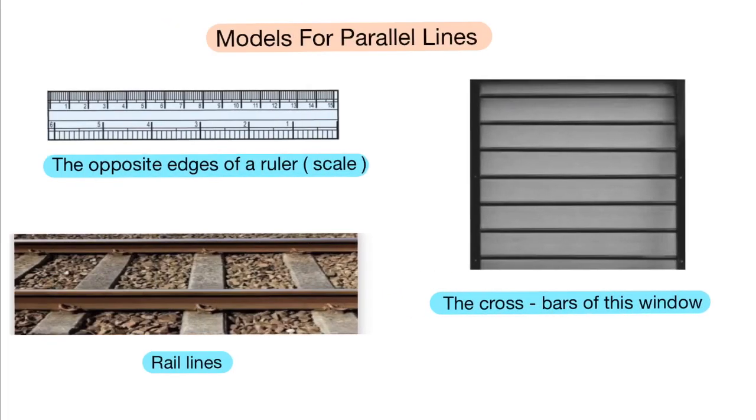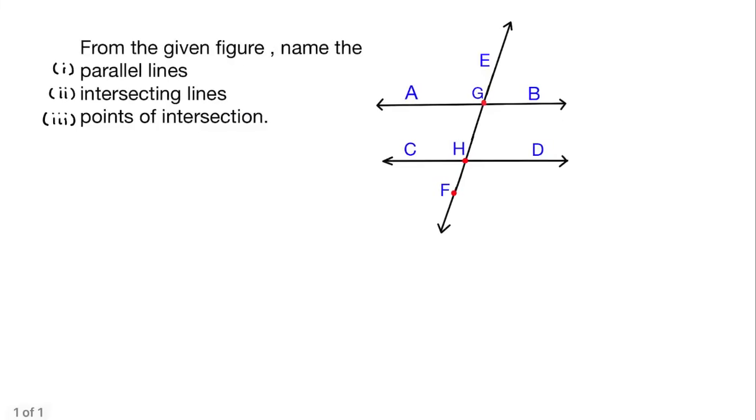Some models for parallel lines are the opposite edges of a ruler, rail lines, and the cross bars of this window. Example. From the given figure, name the parallel lines, intersecting lines, and points of intersection.